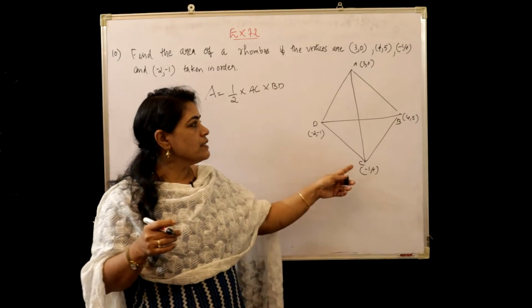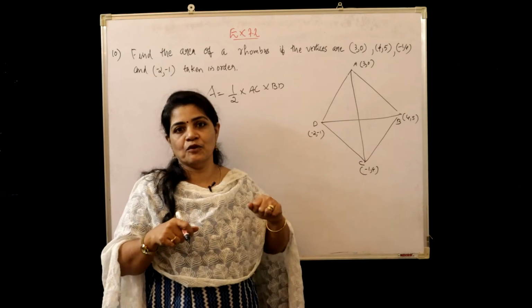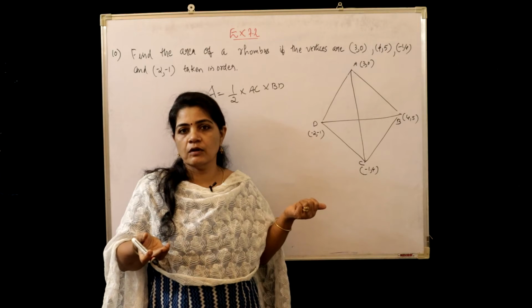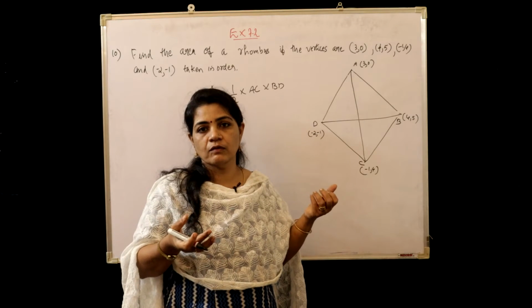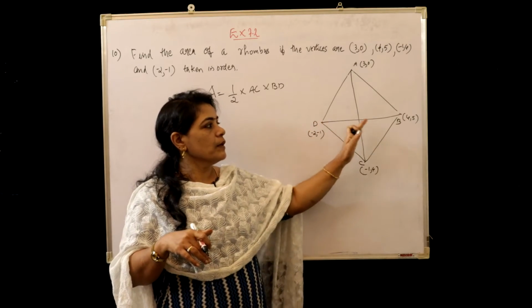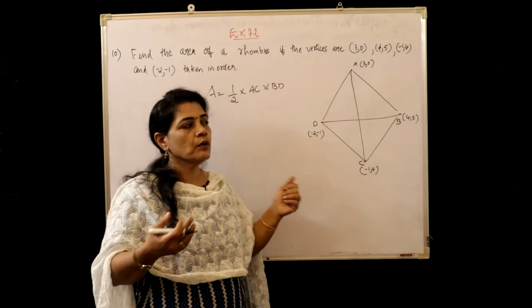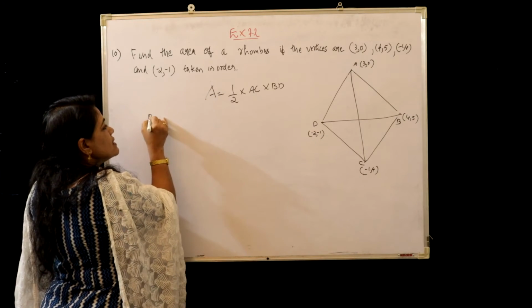So how will you get AC from this figure? That means using the distance formula, that is root of (x1 minus x2) whole square plus (y1 minus y2) whole square. The same way you can apply the same distance formula in order to get the second diagonal, that is BD.